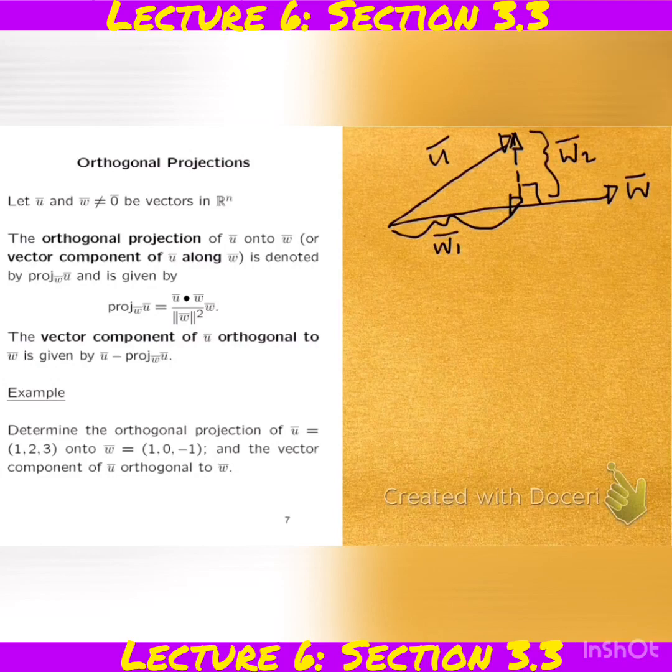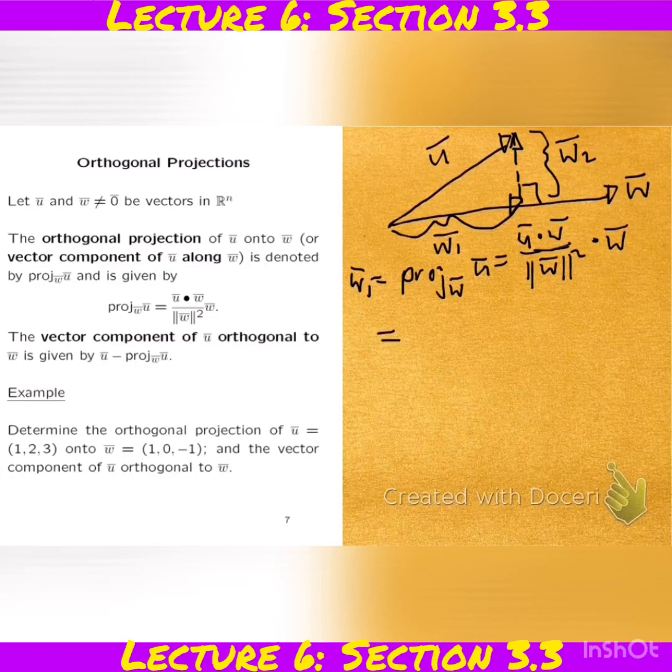That's W2. Okay, so we know W1 is equal to the projection of the vector U onto the vector W, and we know that that is the dot product of U with W divided by the norm of W squared, multiplied by the vector W. Let me just write that neatly.